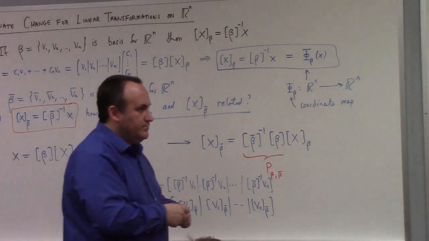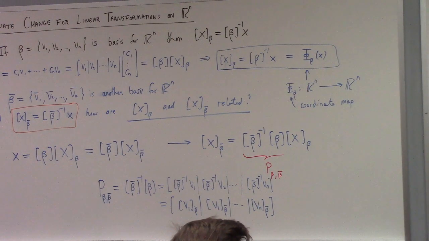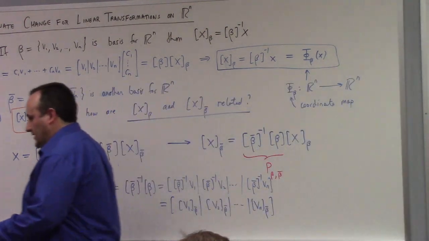But anyway, as a formula, we can just say it's the product of beta bar inverse times beta. That works just fine. All right. Let's see if we can work out an example here.